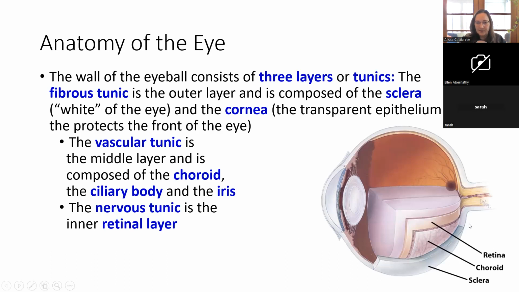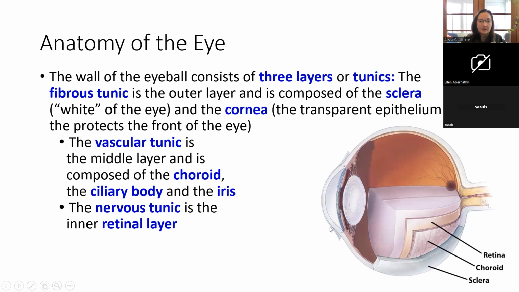All right, so let's look at the eyeball itself then. There's 3 layers to the eyeball. The outermost layer is called the fibrous tunic. Fibrous tunic consists of the cornea, which is this clear anterior surface, and then the sclera, which is the white part of the eyes. So sclera and cornea are both fibrous tunic.